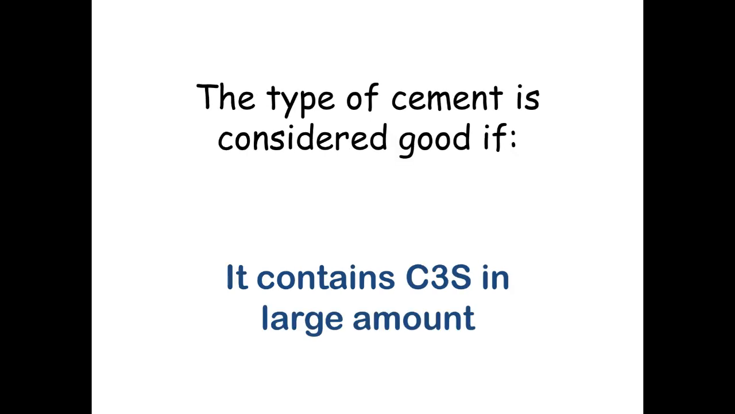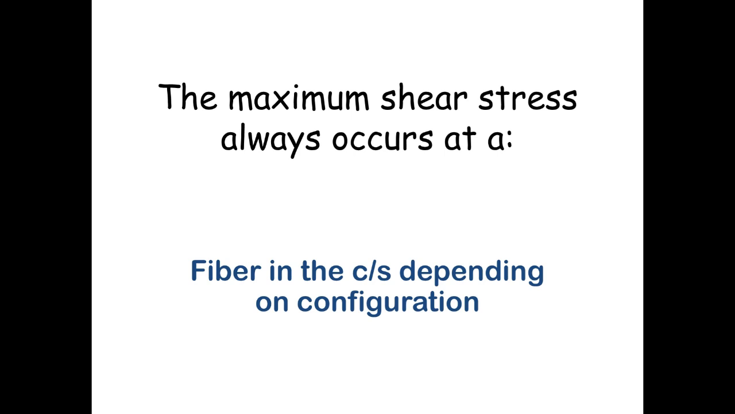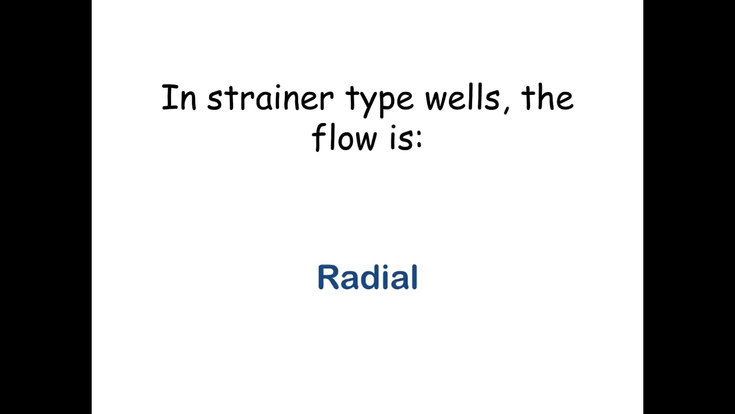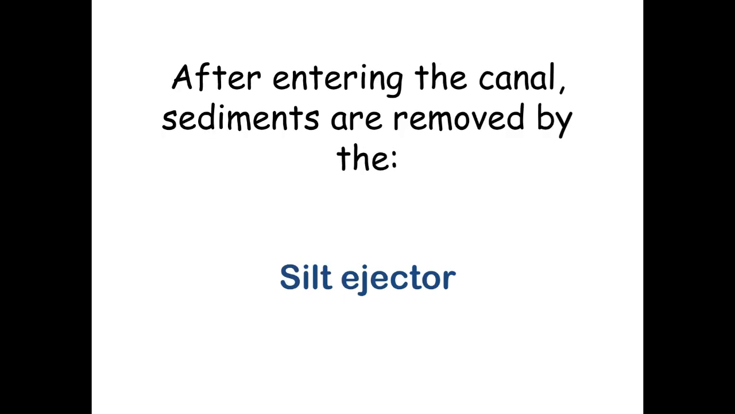The type of cement is considered good if it contains C3S in large amount. The maximum shear stress always occurs at a fiber in the cross section depending on configuration. An aquiclude is a confined bed of impervious material between aquifers. In strainer type wells, the flow is radial. After entering the canal, sediments are removed by the silt ejector.